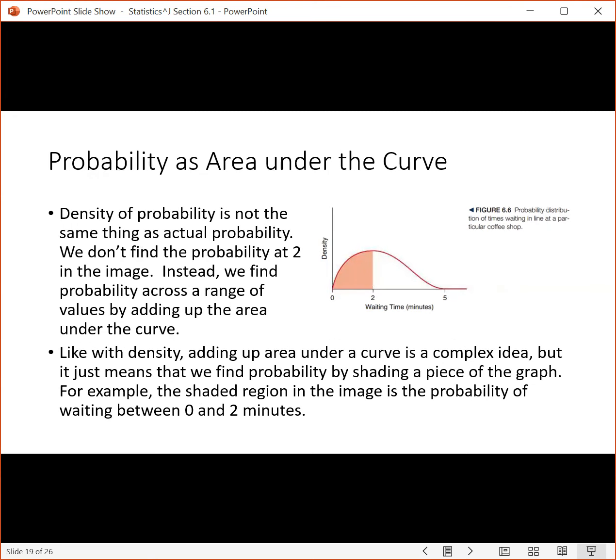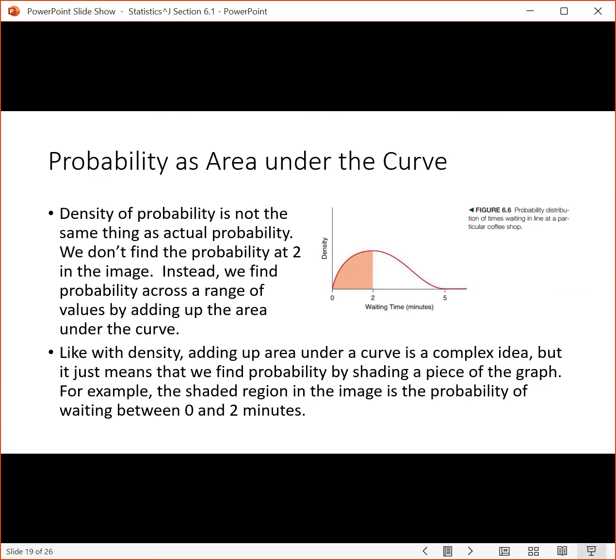Density of probability is not the same thing as actual probability. So we don't find the probability at 2 in this image. You don't say, what's the probability of waiting exactly 2 minutes, and then just plug this in like it's a function, if you think about intermediate algebra. No, that's not how it works. What we do instead with density of probability is we find the probability by adding up across a range of values to find the area under the curve.